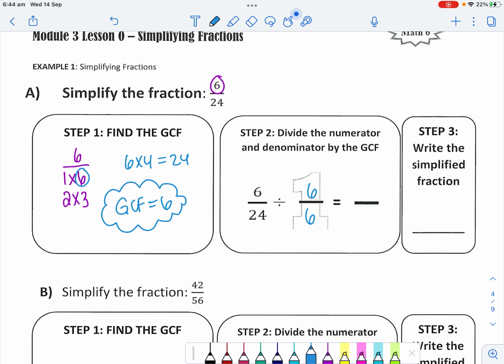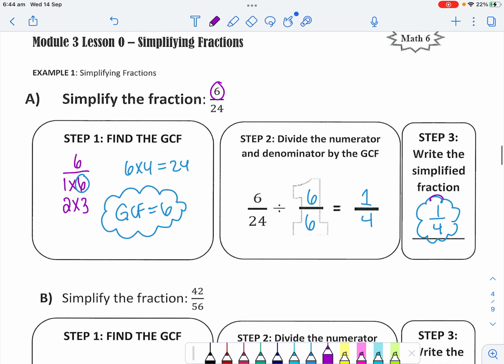So 6 divided by 6 is 1. 24 divided by 6 is 4. So 6 over 24 is the same as 1/4. And now today, this is our final answer. So that simplified fraction is our final answer. So the greatest common factor just helps us get to that simplified fraction. So in this particular example, it was a pretty small number on top, and then that very first factor that we tried is the one that worked.